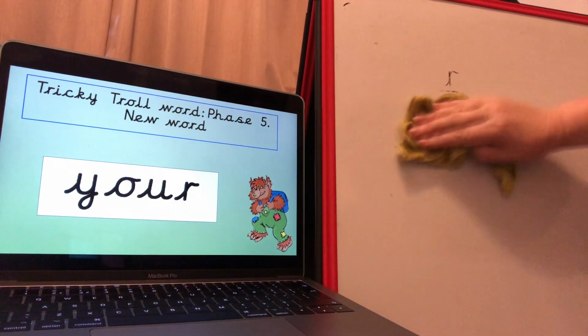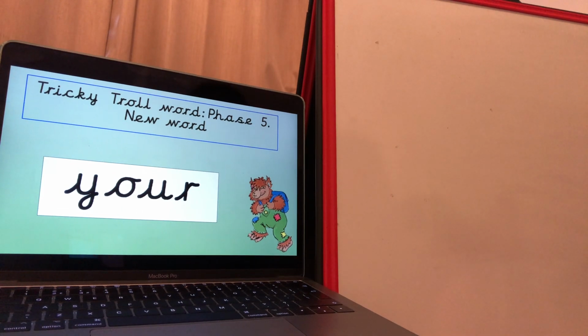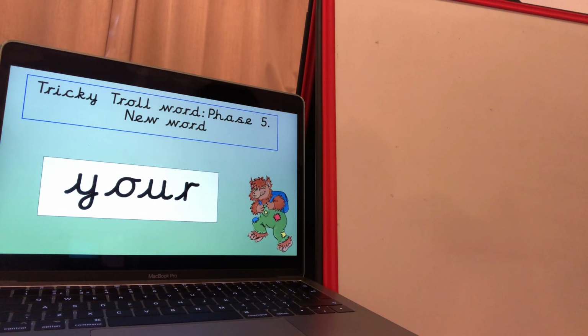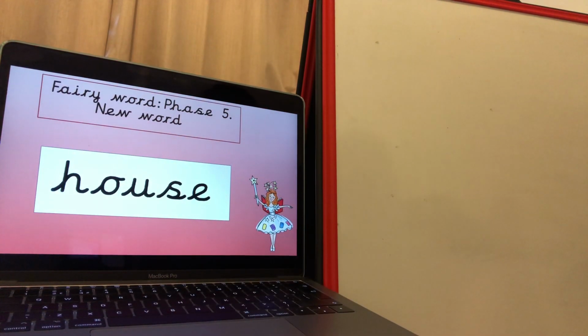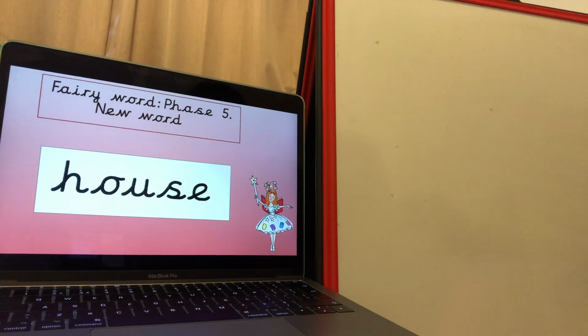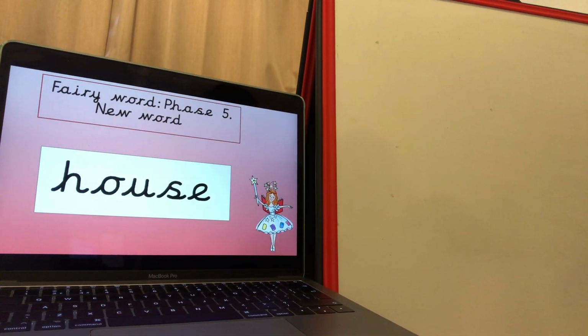Okay, next we're going to have a look at another tricky troll word. This word says your. The word your is spelt Y-O-U-R. We say, the word your is spelt Y-O-U-R. You say. Okay, well done. And here's another fairy word. This word says house. The word house is spelt H-O-U-S-E. We say, the word house is spelt H-O-U-S-E. You say.